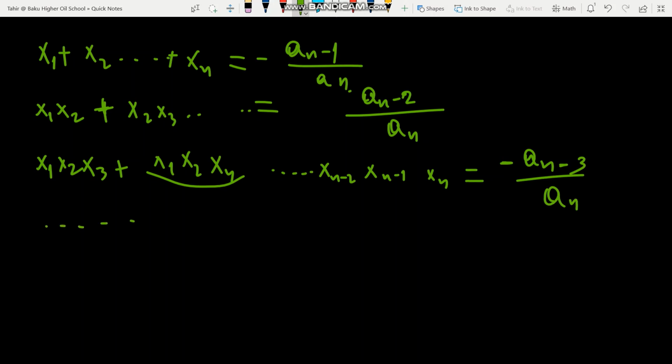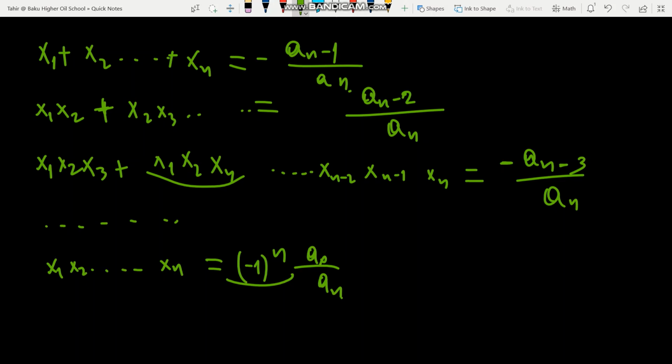And this order will continue till the multiplication of all roots, and this will be equal to minus 1 to the power n a_0 divided by a_n. As you see, this negative term depends on the number of terms that we multiplied while finding the sum of roots.